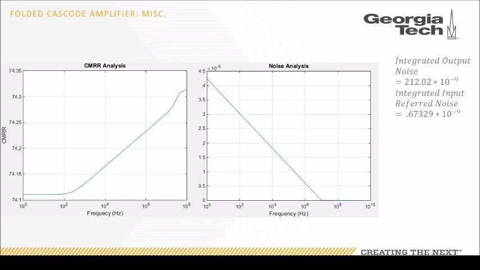So here we have a common mode rejection ratio of about 74 dB, and on the right we have an integrated input referred noise of about 0.673 nanovolts per root hertz.